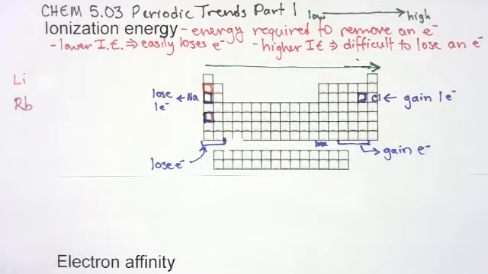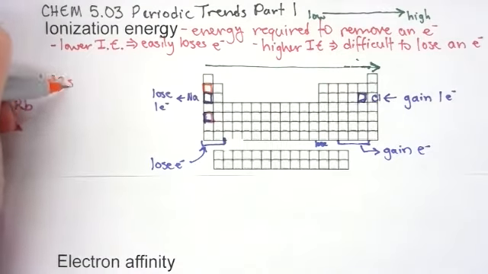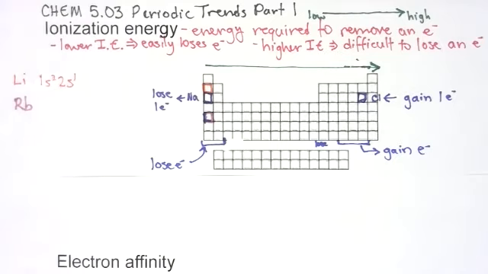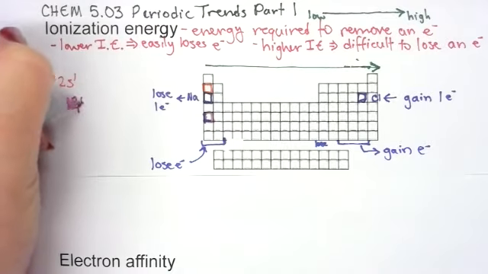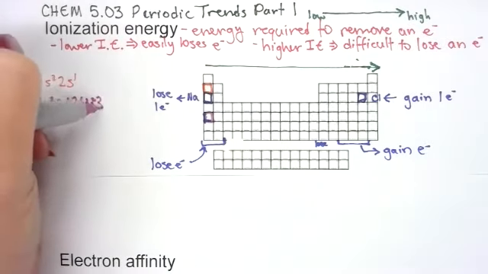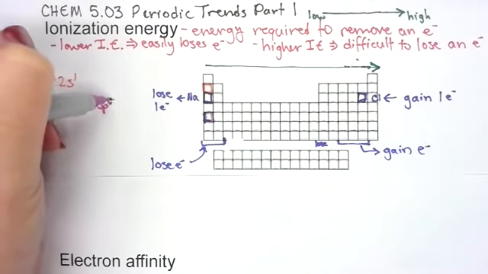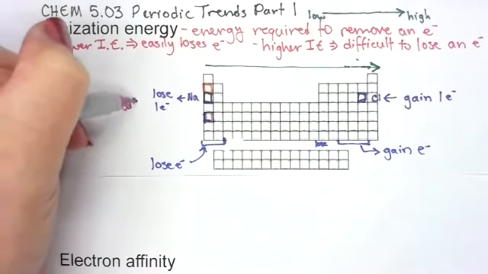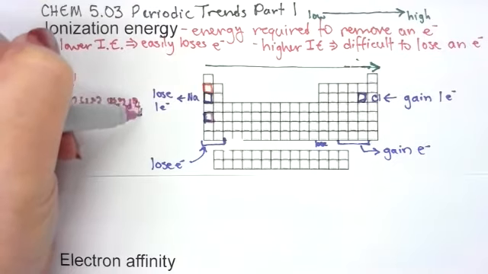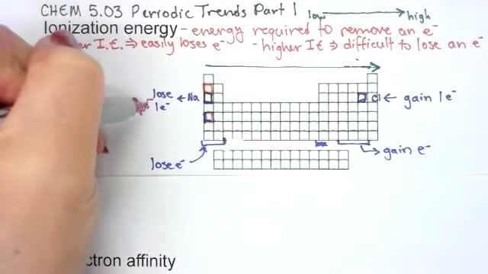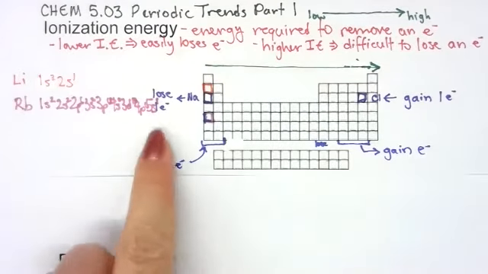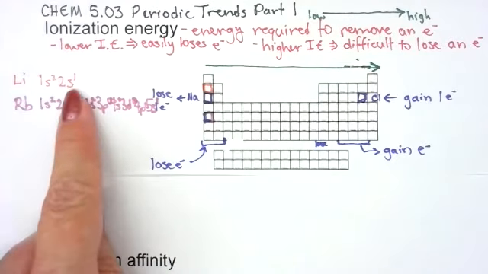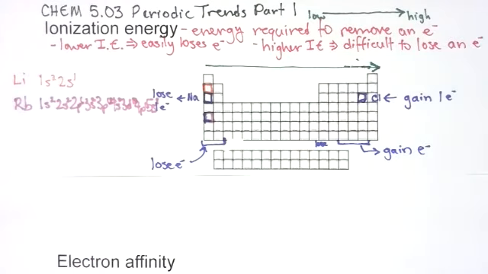So pause it here. All right, we're back. Hopefully you wrote 1s2, 2s1 for lithium. Rubidium is 1s2, 2s2, 2p6, 3s2, 3p6, 4s2, 3d10, 4p6, I'm running out of room, 5s1. Now they both end with s1, so there's one electron in the valence.